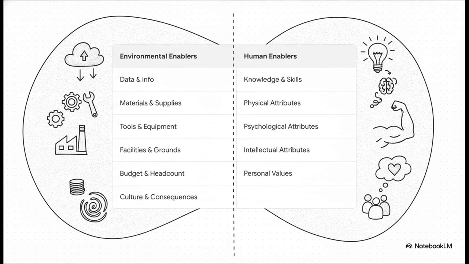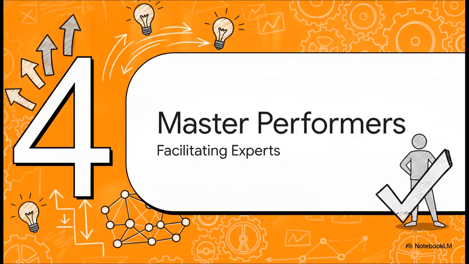When you lay it out like this, it makes it painfully obvious that a shiny new training module absolutely cannot fix a broken software tool, a non-existent budget, or a highly toxic culture. So, to figure out where the true gaps lie across those 12 enablers, you have to talk to the people doing the work flawlessly. Let's look at part 4, facilitating master performers.